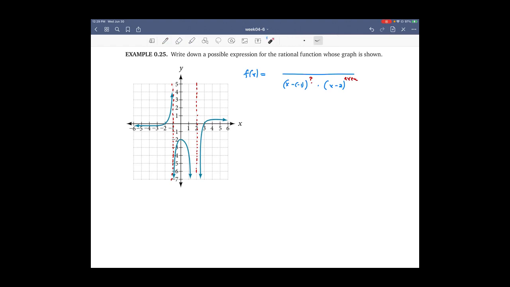And at -1, the behavior changes. It's infinitely positive here and infinitely negative here, which tells us that the power for -1 must be odd.